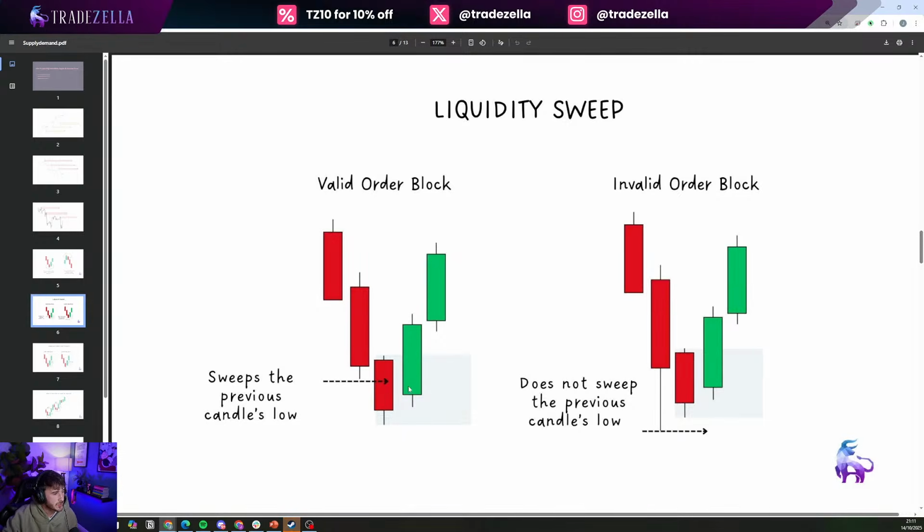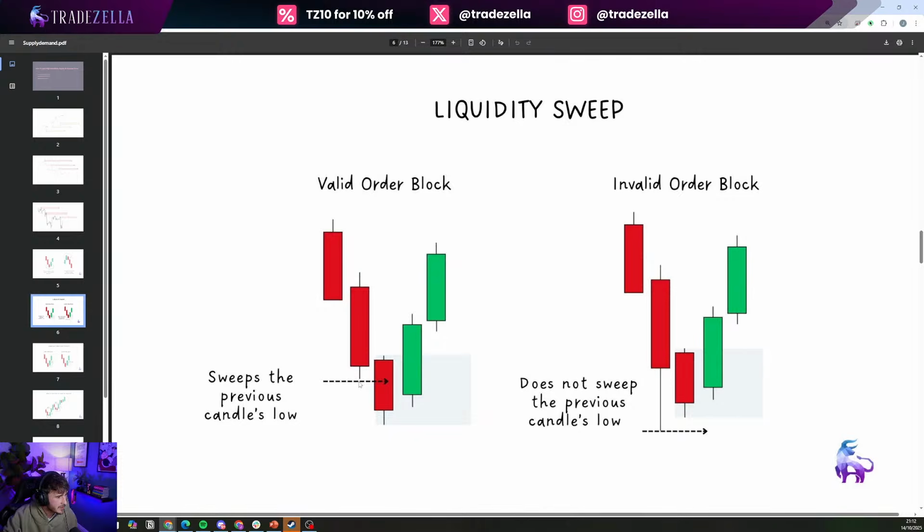If price sweeps the low of the previous candle, so as you can see here, I've taken this obviously from order blocks. As you can see, it's literally the same thing. This candle right here gets swept, this low, and then the move happens. That is a higher probability order block. If this candle here doesn't get taken out and the last candle that gets put in isn't the sweep, then this is a lower probability order block.